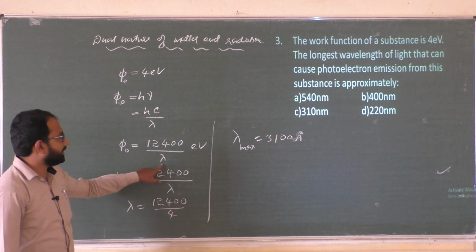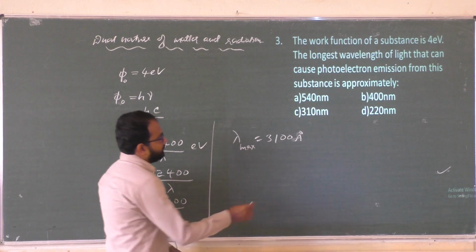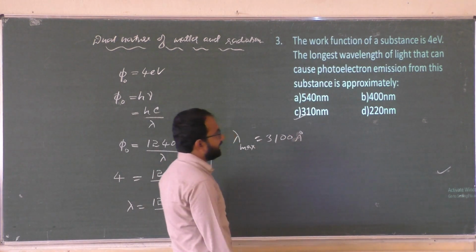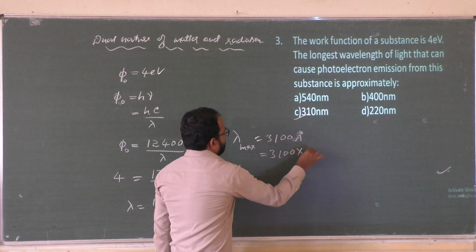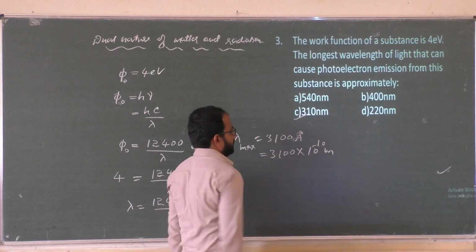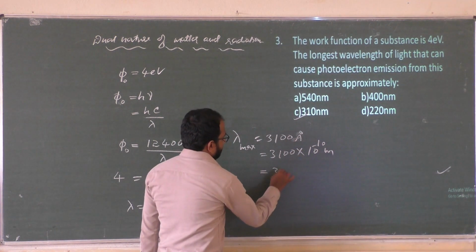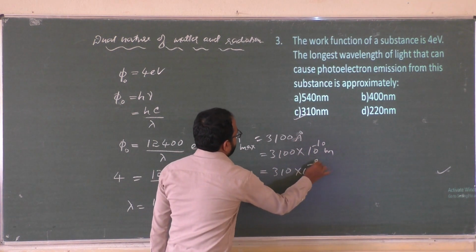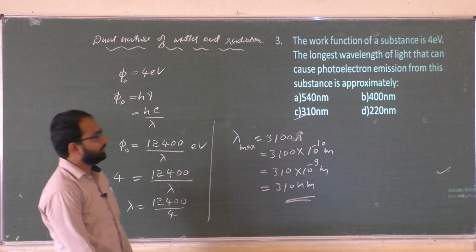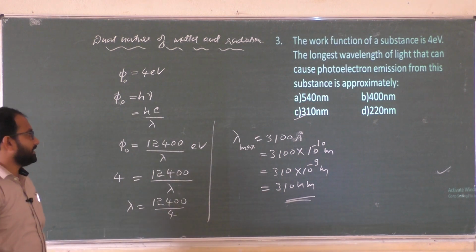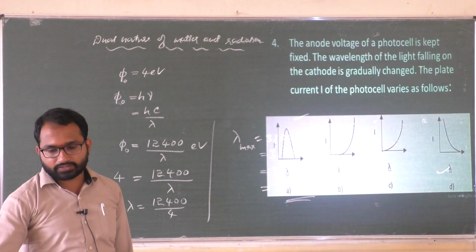As I told, lambda in terms of angstrom, that is 10 to the power of minus 10 meter. So the correct option is C, 310 nanometer, because this is 3100 × 10 to the power of minus 10 meter. If expressed in terms of nano, meaning 10 to the power of minus 9, this is 310 × 10 to the power of minus 9 meter. It is 310 nanometer. So the correct option is C. So we move on to the next question.